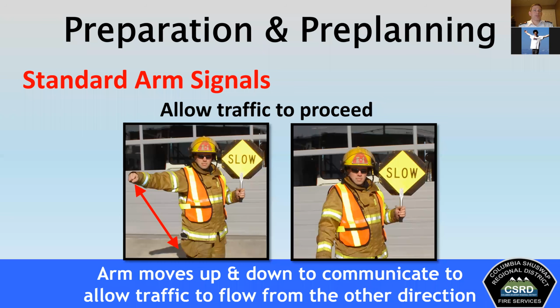So, standard arm signals. First one, allowing traffic to proceed. This is very straightforward. Your arm up to the side with a fist. You're going to move up and down to communicate, to allow traffic to flow from the other direction. You're just basically going like that. That's to allow traffic to flow from the other direction.